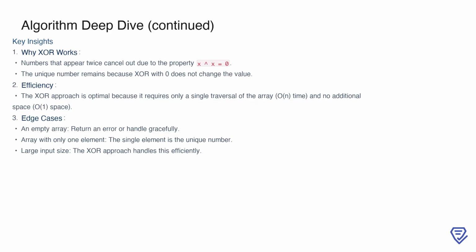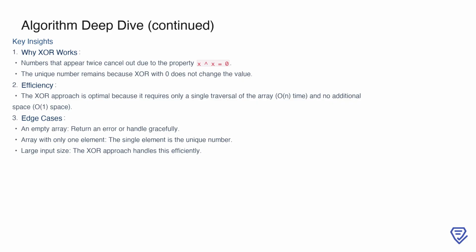Let's break down why XOR works so effectively here. When a number appears twice in the array, XORing it with itself yields 0, effectively canceling it out. The unique number, however, remains unaffected because XORing it with 0 doesn't change its value. This makes XOR a perfect fit for this problem as it allows us to isolate the unique number. The efficiency of this approach stands out as it requires only one traversal of the array, making it O(n) in time complexity. Additionally, it uses no extra space beyond a single variable, resulting in O(1) space complexity.